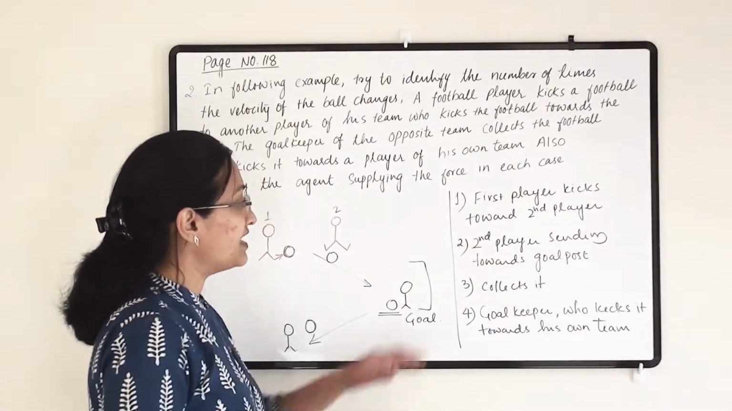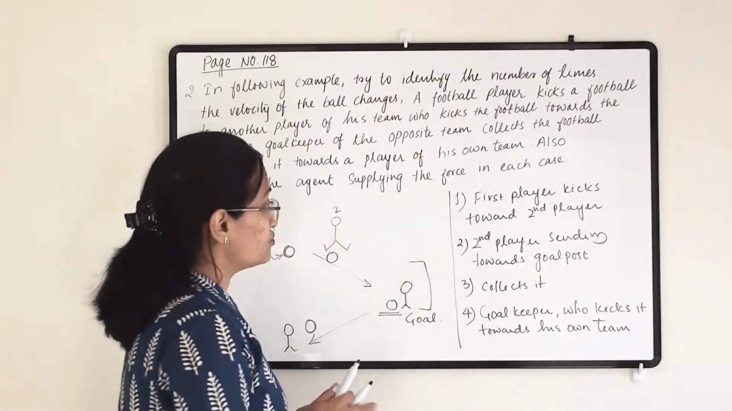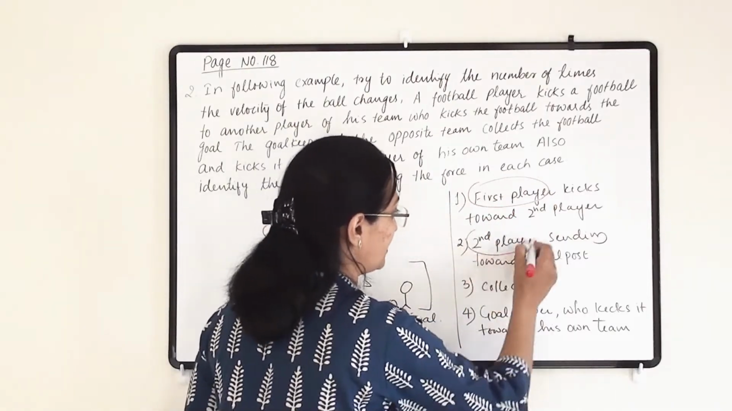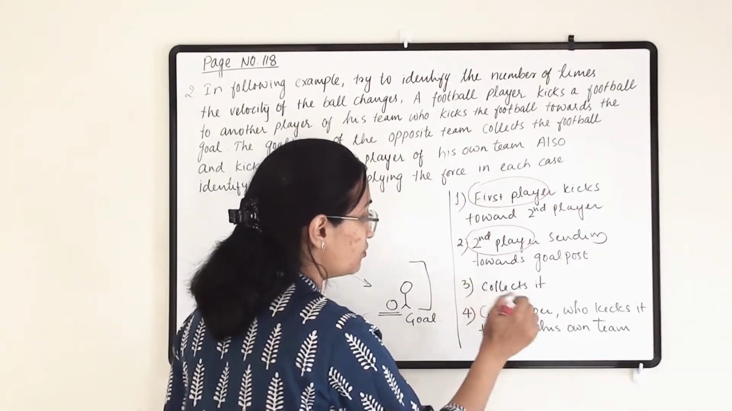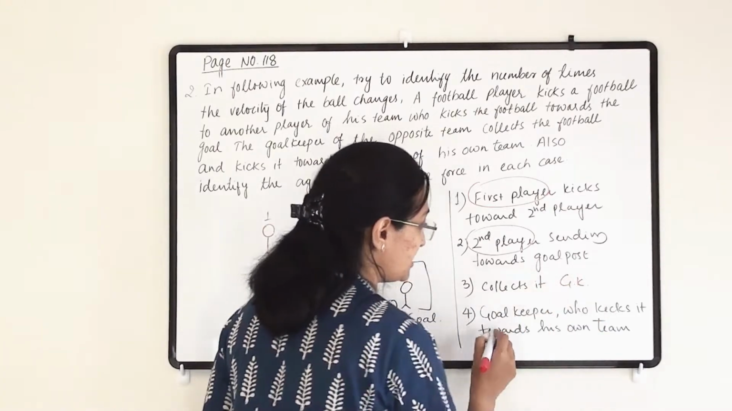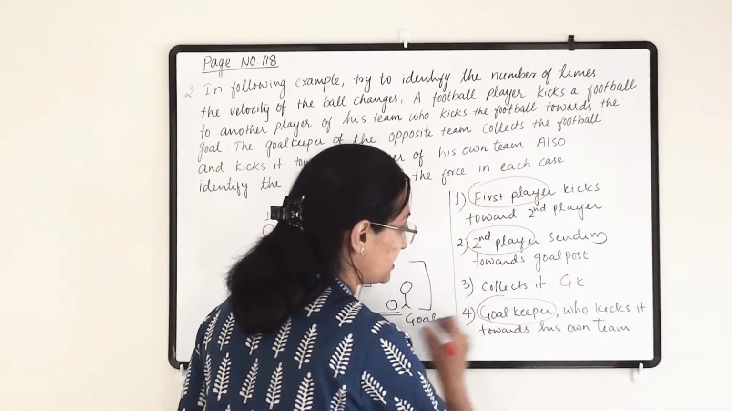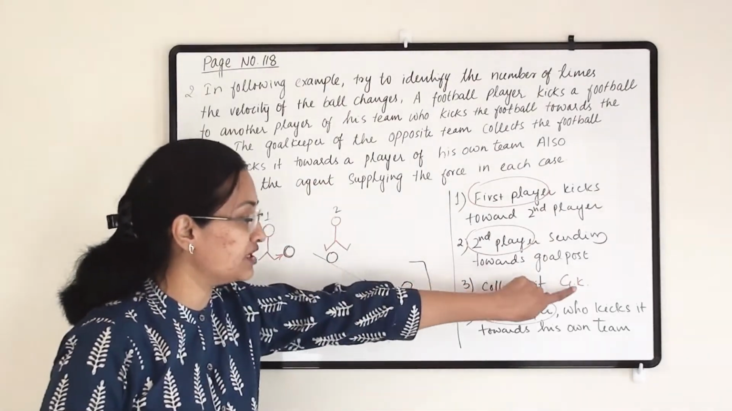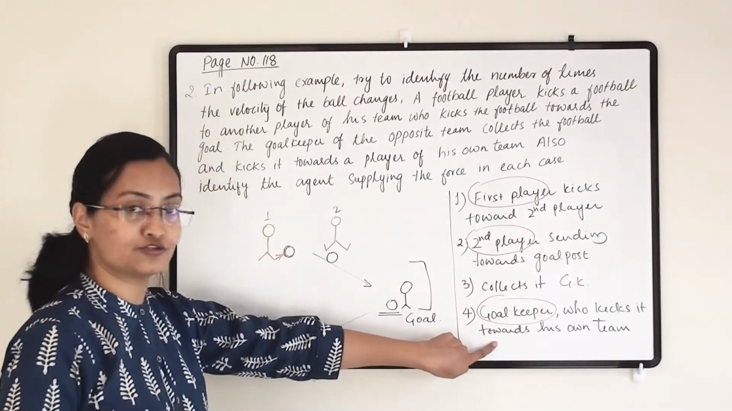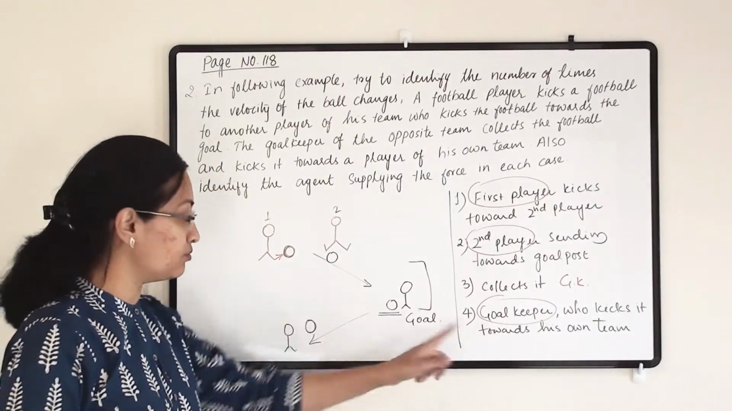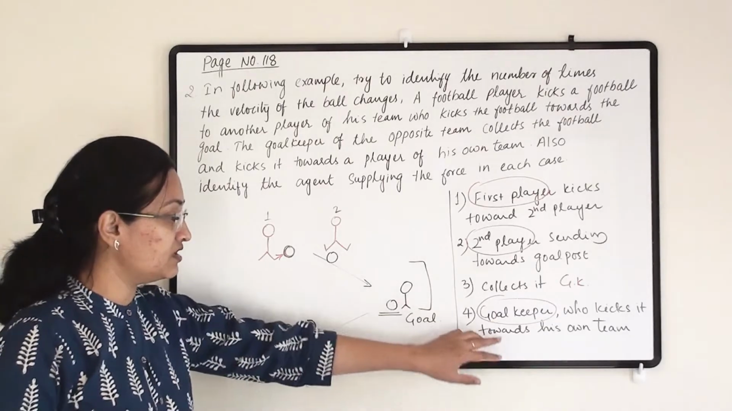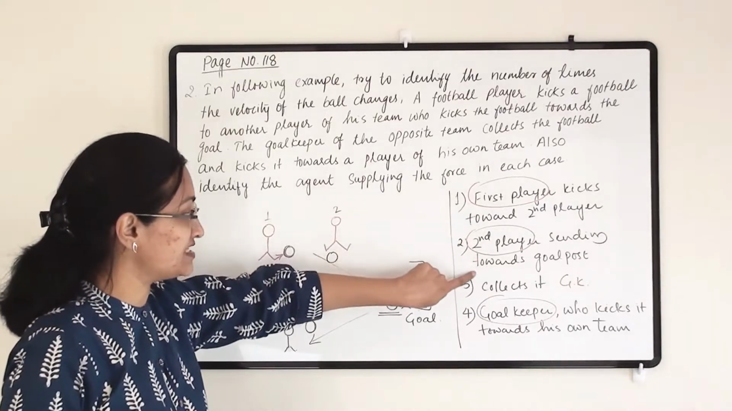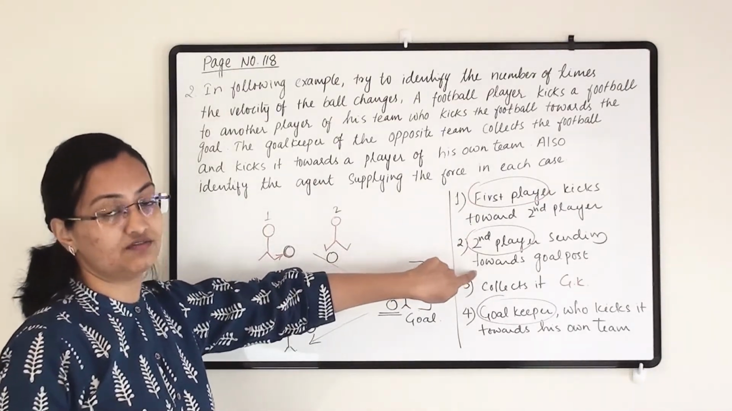Now, who all are changing the velocity? So here the first player is changing the velocity. Then the second player is changing the velocity. Here the goalkeeper is collecting the ball, so the goalkeeper is changing the velocity, and in the fourth also the goalkeeper is kicking the ball towards his own team. So the third and fourth time the goalkeeper is changing the velocity, the first time the first player is changing, and the second time the second player is changing the velocity of the ball.